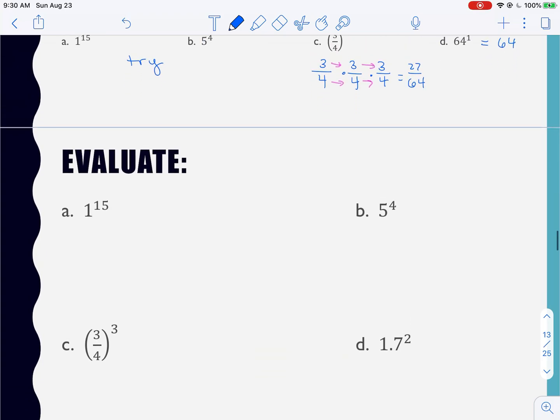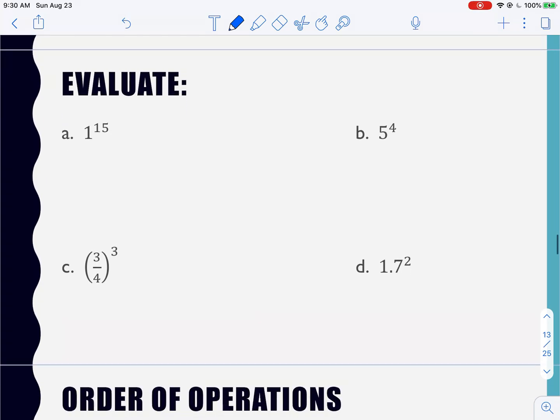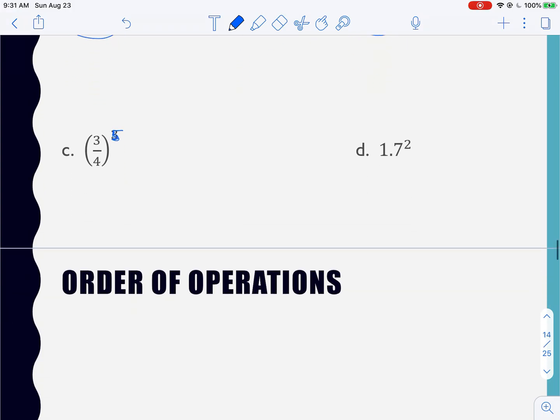So you guys can go ahead and try the ones on these pages. You guys already did these two above, and we did this one together. So let's change this as 3 over 4 to the 5th power. So you guys can try those two, and you can check them against the notes.